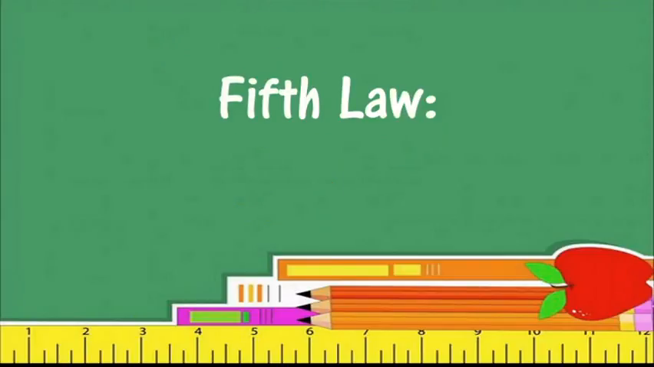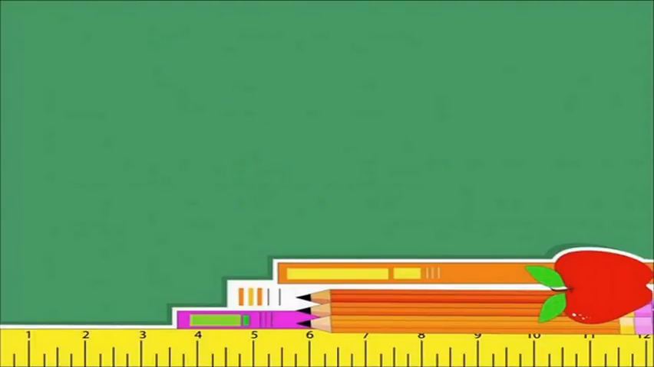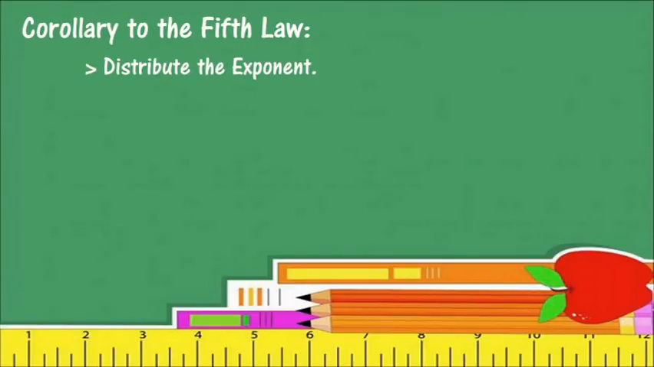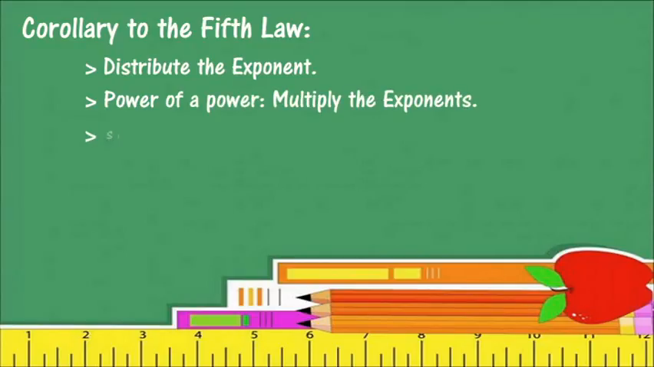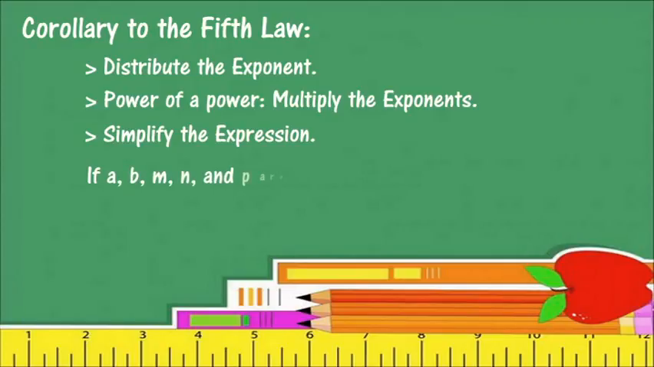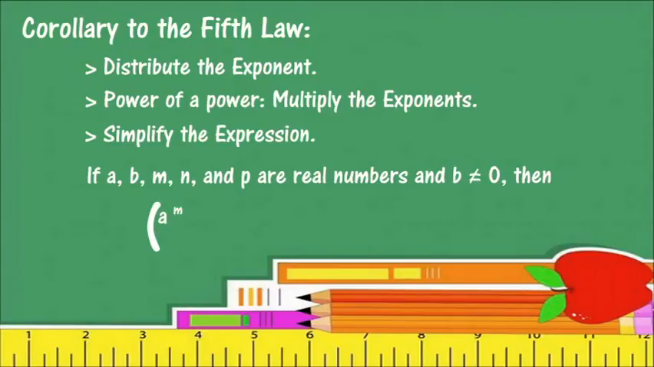The fifth law is power of a quotient. Corollary to the fifth law: distribute the exponent. Power of a power, multiply the exponents. Then simplify the expression. If a, b, m, n, and p are real numbers and b is not equal to 0, then (a raised to m over b raised to n) raised to p is equal to a raised to mp over b raised to np.